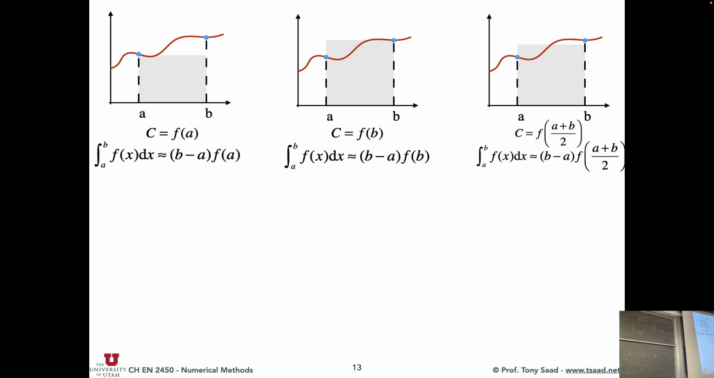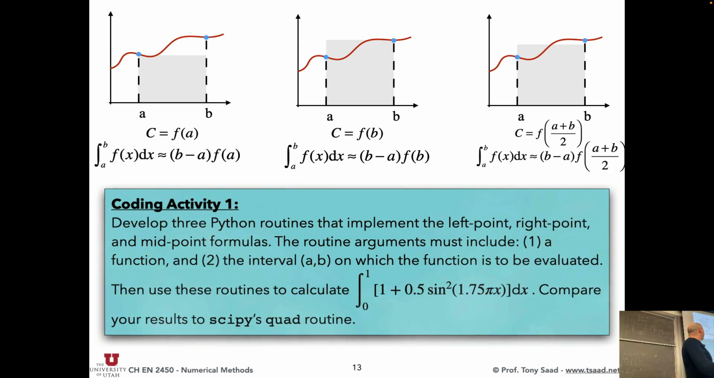And b minus a times f of (a plus b)/2 for the midpoint rule. Okay, so now we're going to do our first coding activity. We're going to develop 3 Python routines that implement the left point, right point, and midpoint formulas. The routines should allow you to pass an arbitrary function that you're going to integrate between a and b. So we'll need at least 3 arguments for our routines: the function name and the interval a and b.